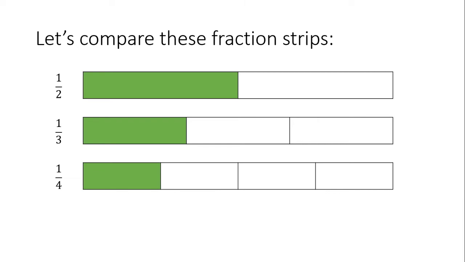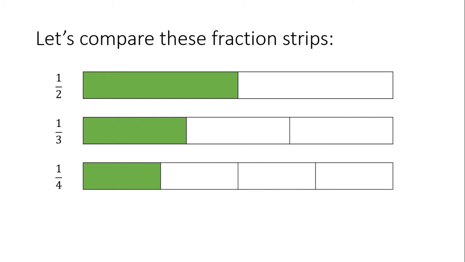So, in this case, I have 3 different fractions. They all have the same numerator. One part is shaded in, but they have different denominators. They're divided into different numbers of equal parts. So we've got 1/2, 1/3, 1/4. Does anyone see a pattern? Yes, it seems to be decreasing in size each time.